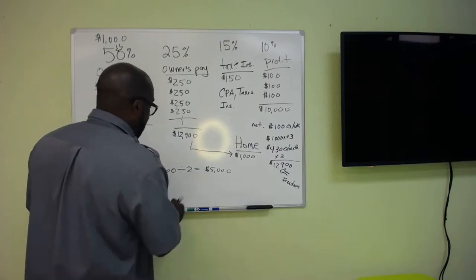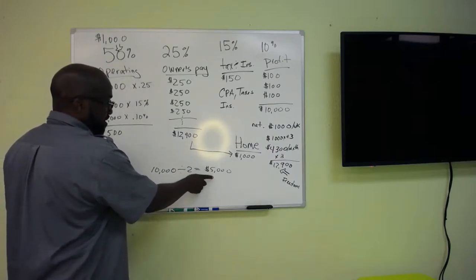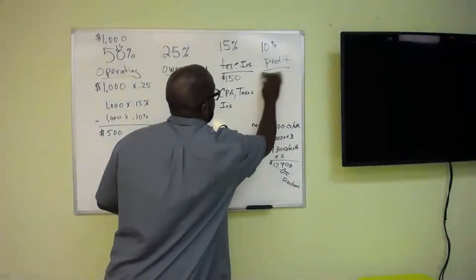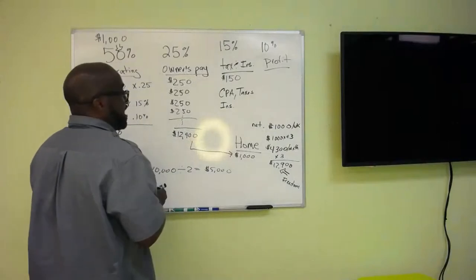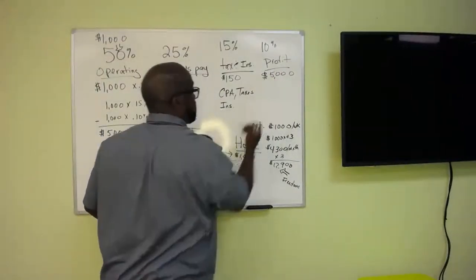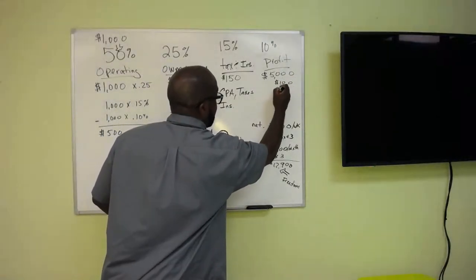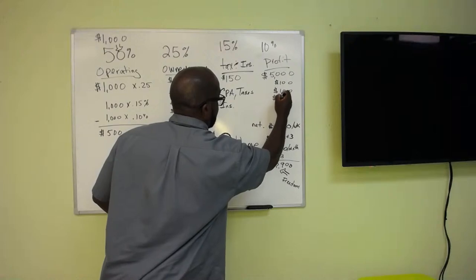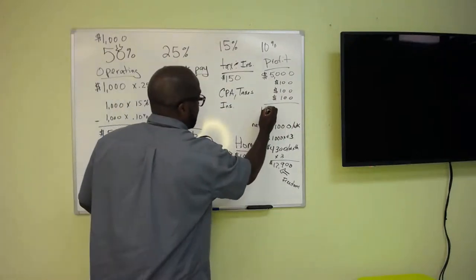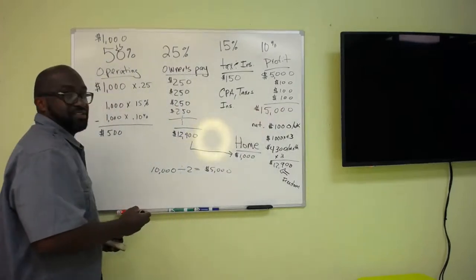Now, what happens with that other five? So what happens here, I took $5,000 out. I got $5,000 left. That $5,000 I have left, I put it back into the profit account. Then I start putting my $100 back in every week. So now this time, at the end of the next quarter, I'm not going to have $10,000. I'm going to have $15,000 left.